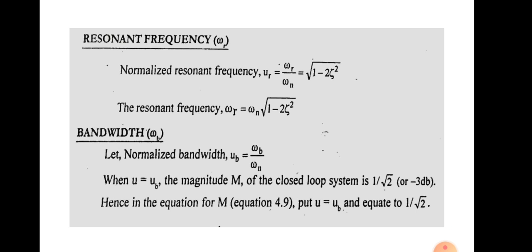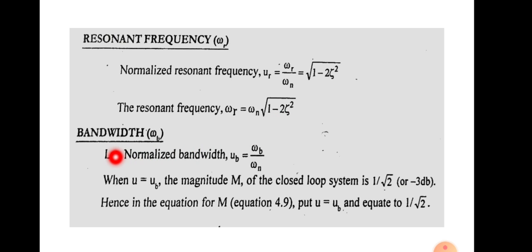Next frequency domain specification is resonant frequency omega r. For getting the value of omega r, we are taking the equation u equal to omega by omega n, and when we go for normalized resonant frequency, we get the equation ur equal to omega r divided by omega n, that will be equal to square root 1 minus 2 epsilon square. In this, omega r is the resonant frequency, so we can write omega r equal to omega n into square root 1 minus 2 epsilon square. So this will be the equation for the resonant frequency.